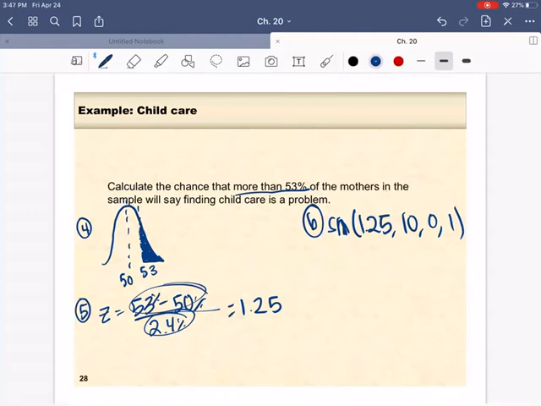We're going to type that into shade norm. The answer is 10.6%. So that's the chance that 53% or more of the mothers in that 450 person sample do have a problem finding childcare.